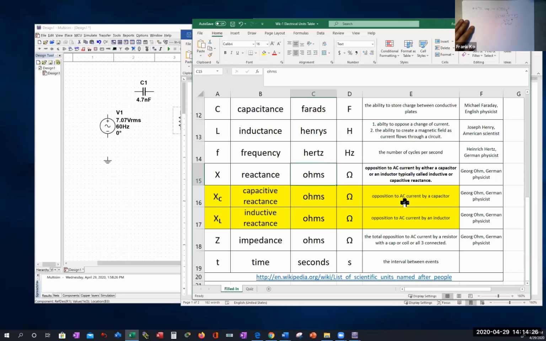Then we have one more new word down here. This new word is impedance. And impedance is given the symbol Z, and it's also measured in ohms using the omega symbol. And what does this represent? It represents the total opposition to AC current in a circuit that has a resistor with a cap or a coil or all three connected.